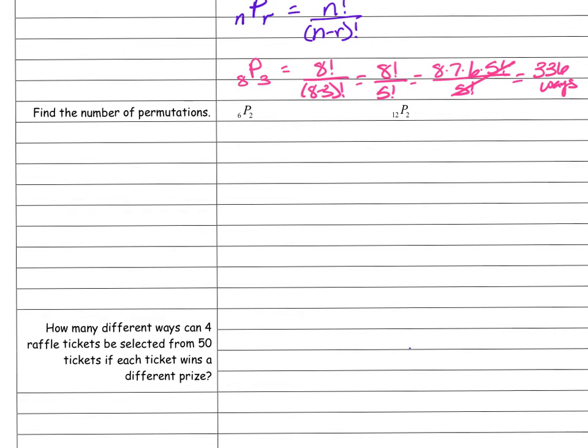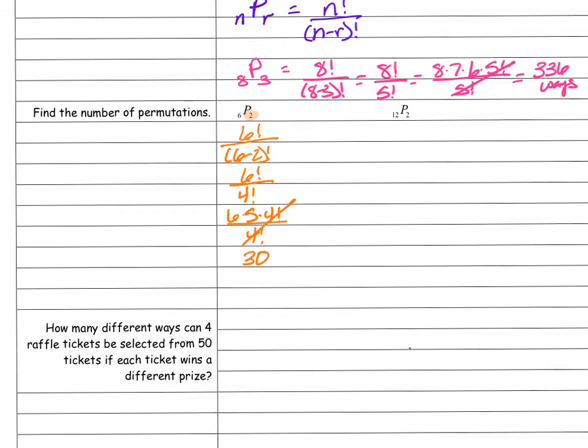I'm pretty sure I know the answer. It's probably going to be 6 times 5, right? Let's just see what it is. I've got 6 factorial over 6 minus 2 factorial. So that would be 6 factorial over 4 factorial, which is 6 times 5 times 4 factorial over 4 factorial, which equals 30. I'm just taking the first 2 terms of 6 and multiplying them together. For permutations, this works.